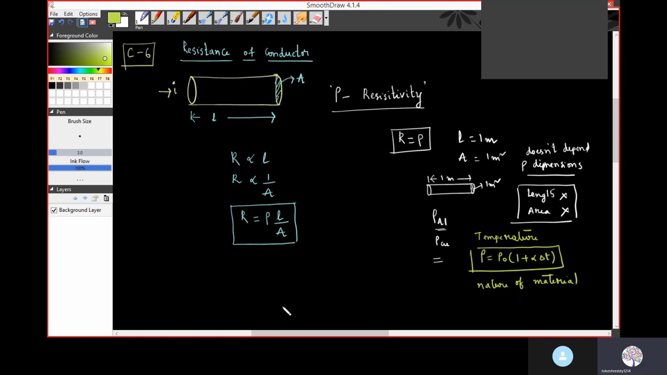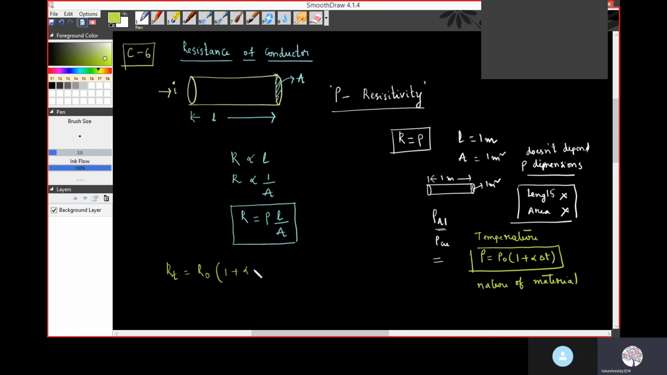Now, the resistance depends upon the temperature, like resistance at temperature T, R_T, is equal to R naught, resistance at 0 degrees, into 1 plus alpha delta T.